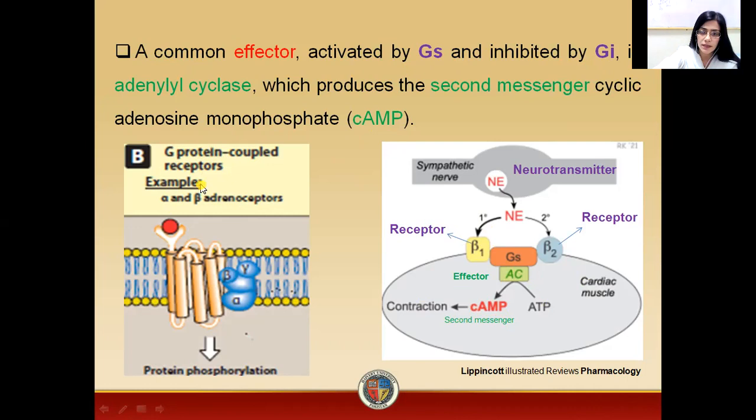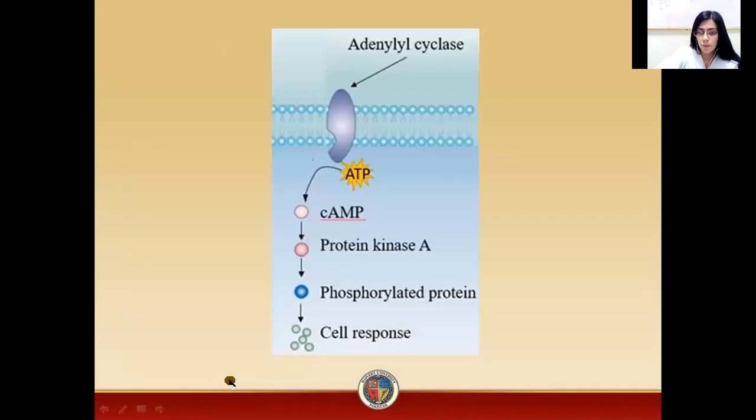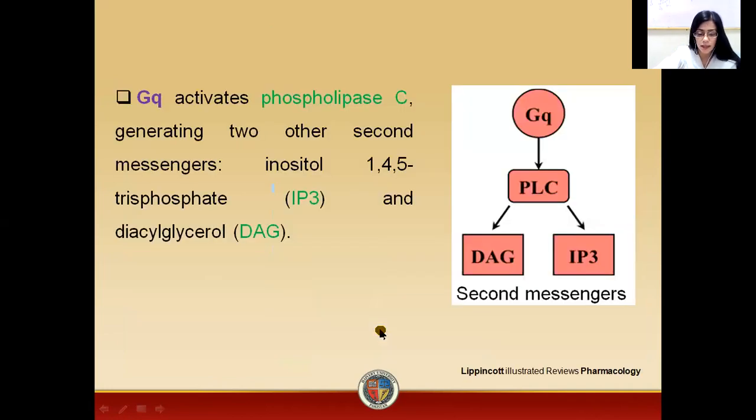Again, this figure is representing an example of a G protein coupled receptor, and these examples are alpha and beta adrenoreceptors. As a result of activation of these receptors, there is formation of a second messenger, cyclic AMP. Whenever there is formation of cyclic AMP, there is activation of an enzyme, protein kinase A, and as a result of activation of this enzyme, there is phosphorylation of proteins. As a result, there is a biological response within the cell.